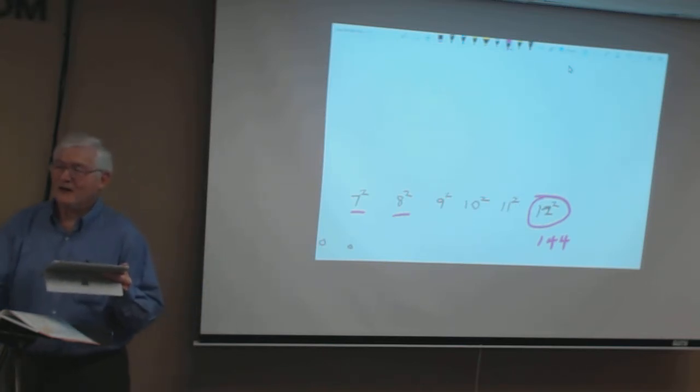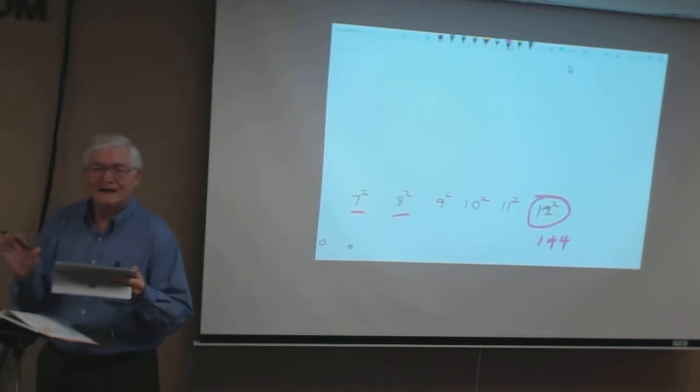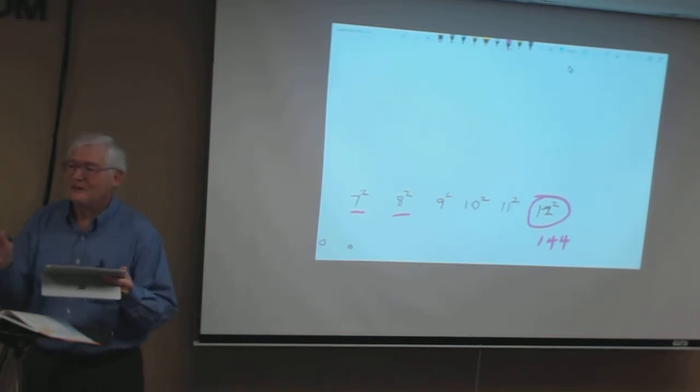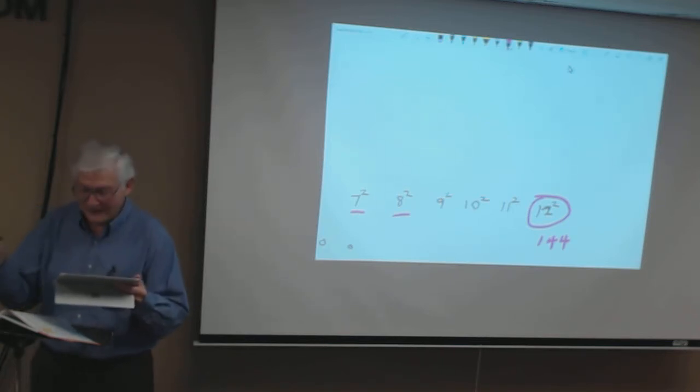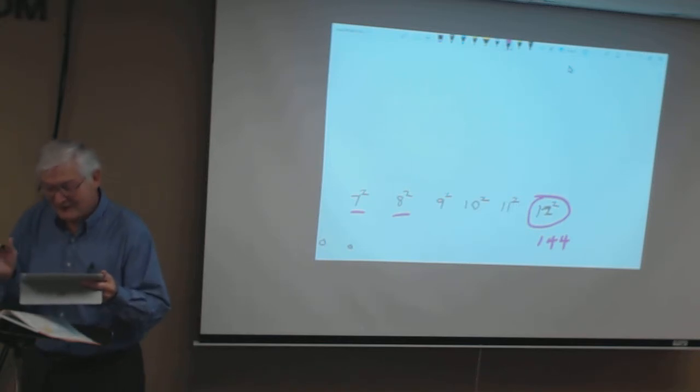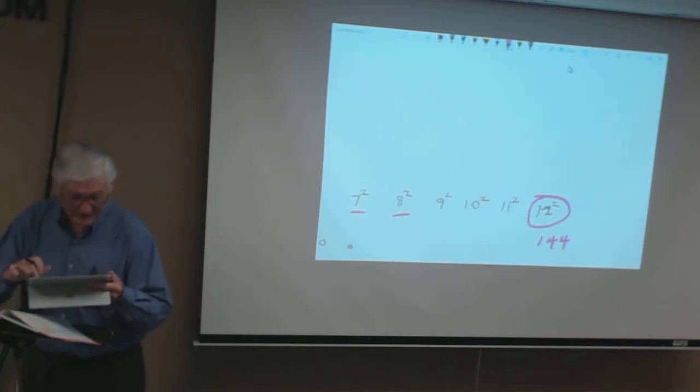Somewhere in life, someone taught him that, and he just said, I just like these squared numbers so much, I'm going to remember them. Just like you remember your multiplication facts. If you don't remember it, then you get your calculator out and do the work.